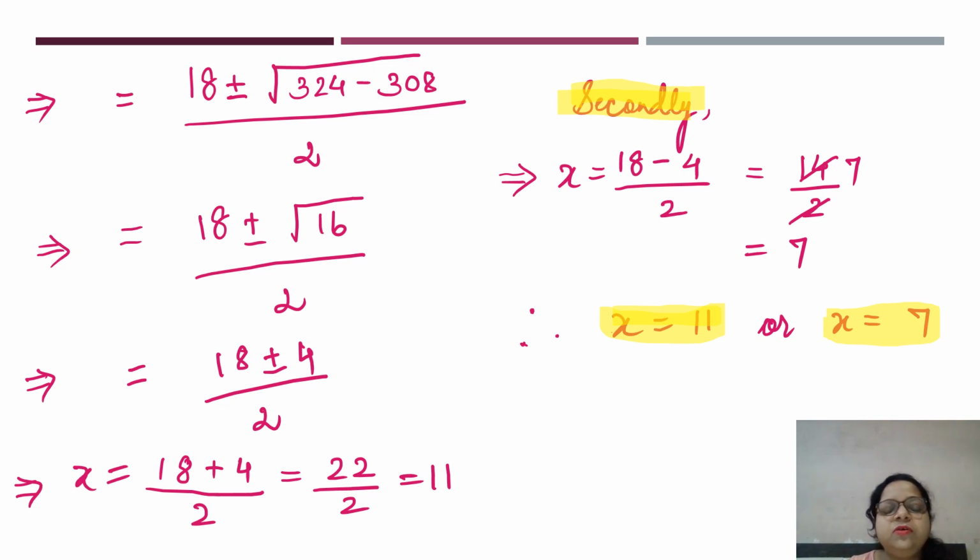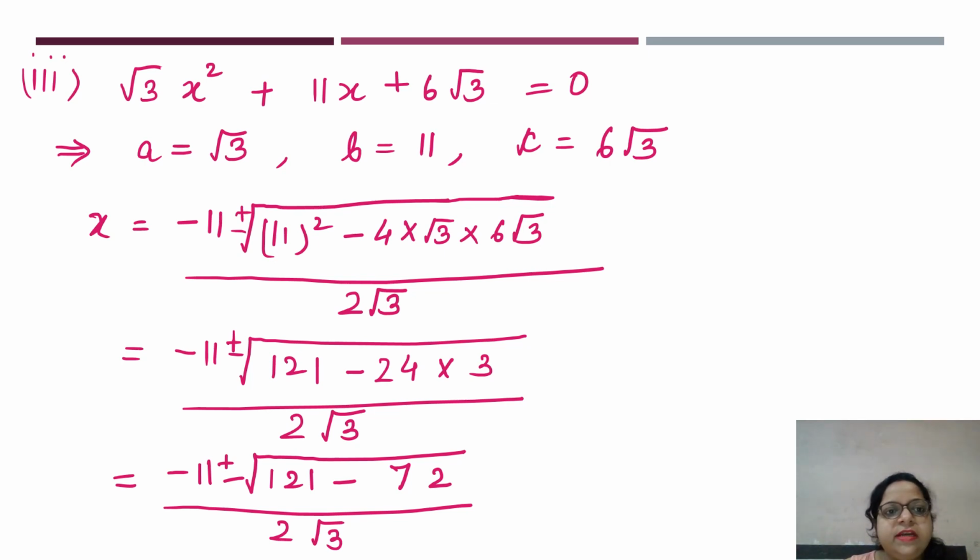That is equal to 18 plus 4 upon 2, that is 22 by 2, or it is equal to 11. Secondly, x is equal to 18 minus 4 by 2, which is equal to 14 by 2, or x is equal to 7. Therefore, two values of x are x is equal to 11 or x equal to 7. Okay, children?